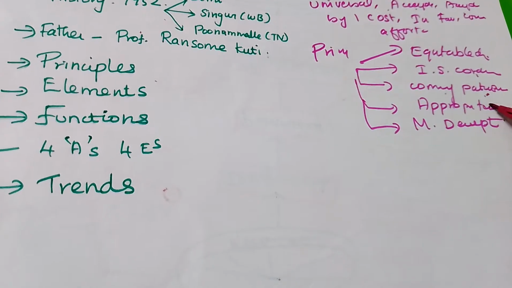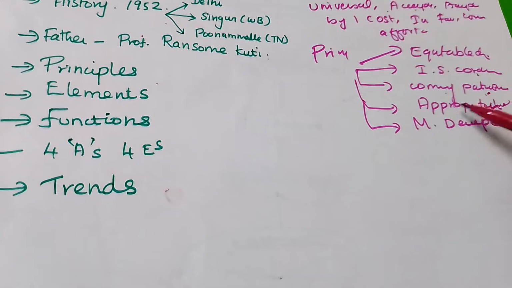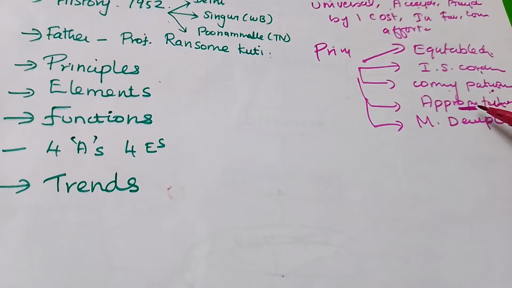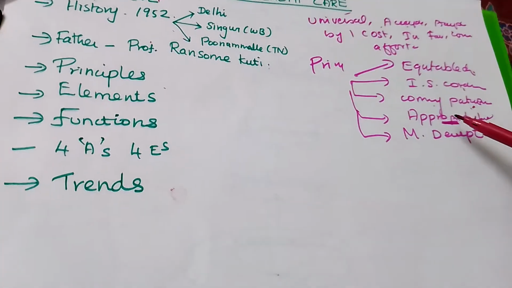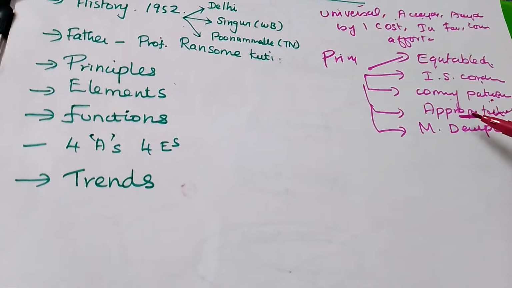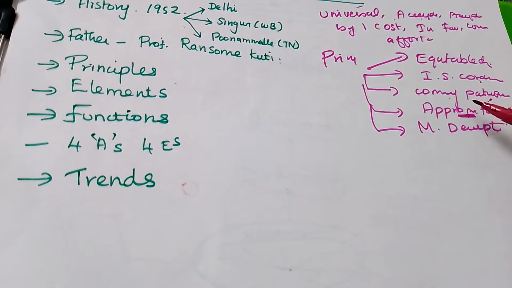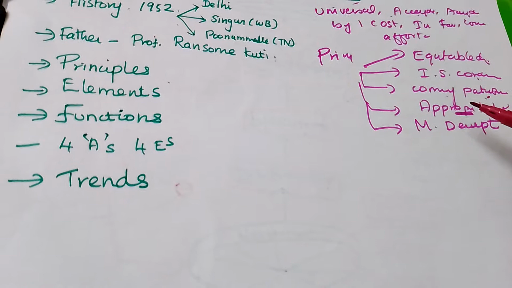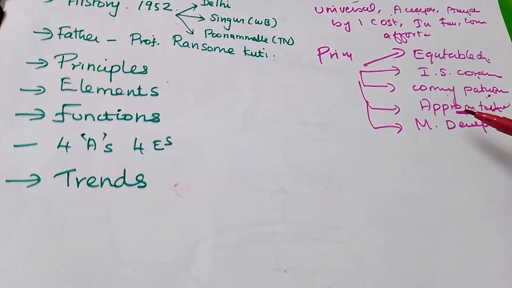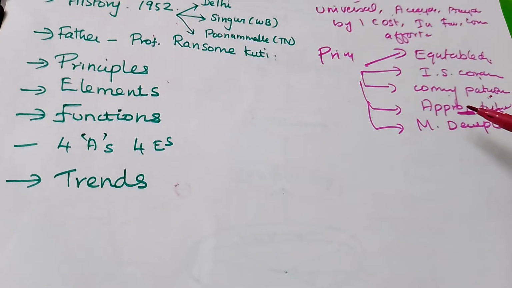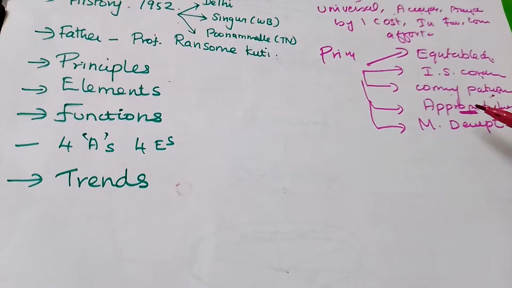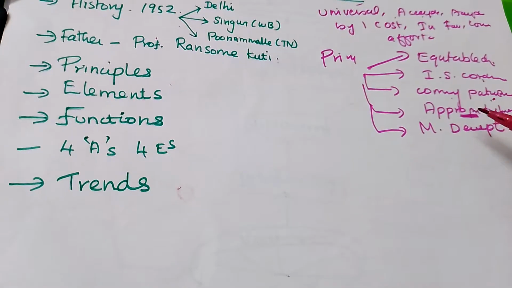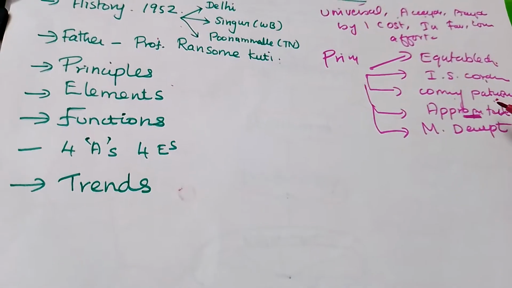Then appropriate technology, which is very, very important. Appropriate technology should be appropriate, economical and acceptable by all the people. One example I told in the class: in some countries they give leech therapy for an abscess. It is okay and appropriate for them.